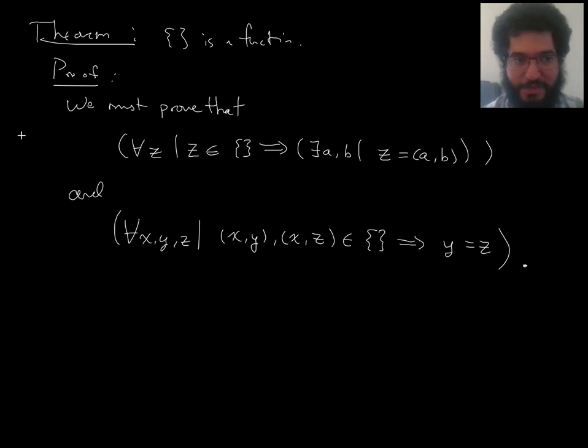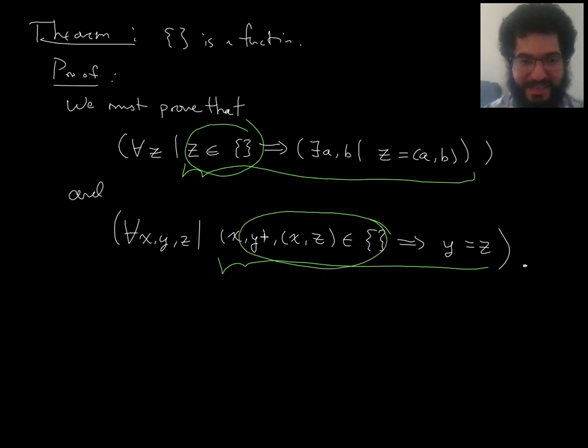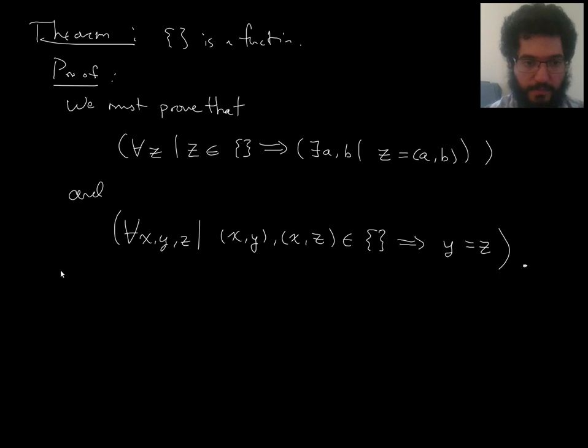Okay, but look at these implications. These are implications whose hypotheses are ridiculous, right? This implication and this implication. The empty set has no elements. And so these are vacuously true. It is true that none of the elements of the empty set take the form of a pair. And it is true that for none of the possible pairs of pairs in the empty set, if the first position matches, then the second position matches. There's nothing to check. So these are both vacuously true.